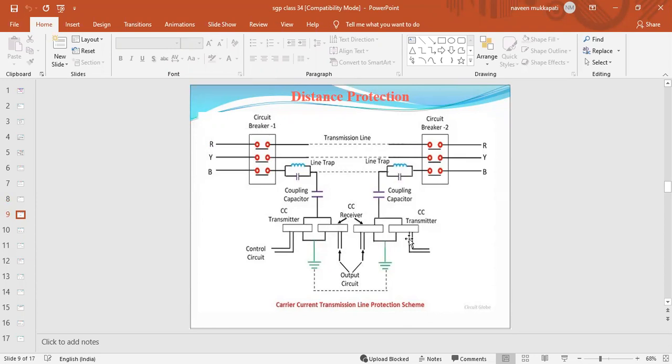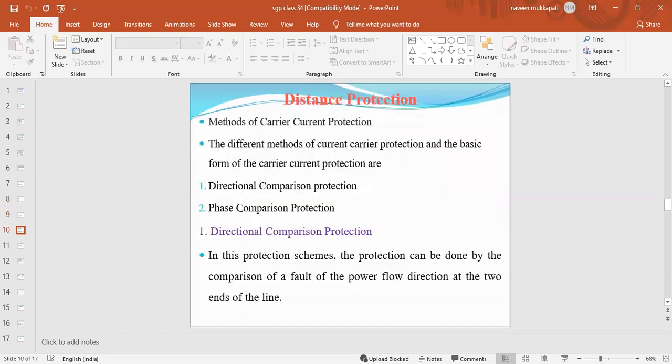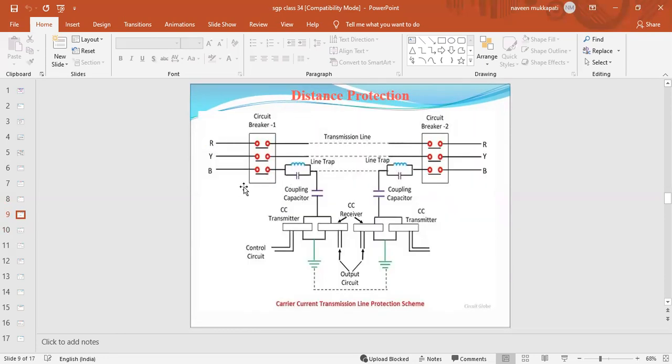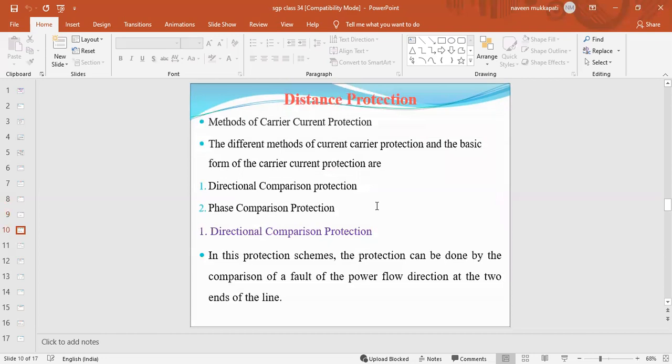These are the receivers and these are the transmitters, this is the coupling capacitor, and this is the line trap. A line trap consists of an inductance and a capacitance. This is the basic circuit diagram for carrier current differential protection.